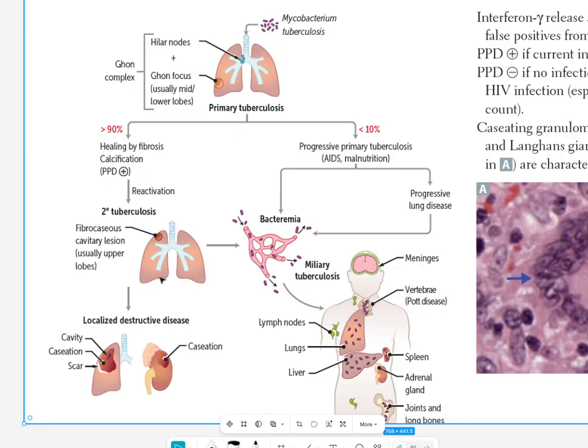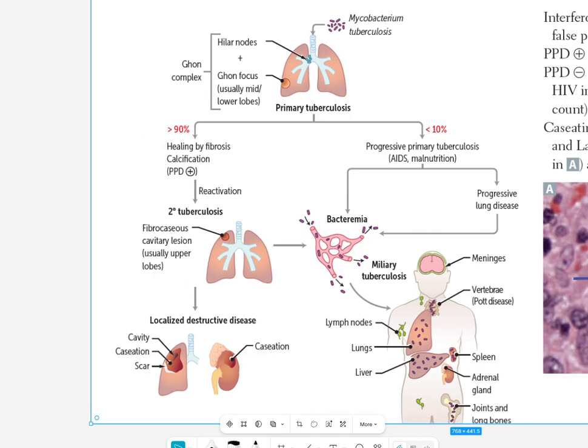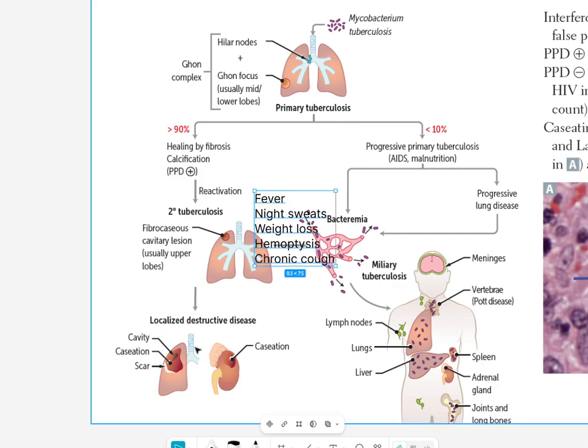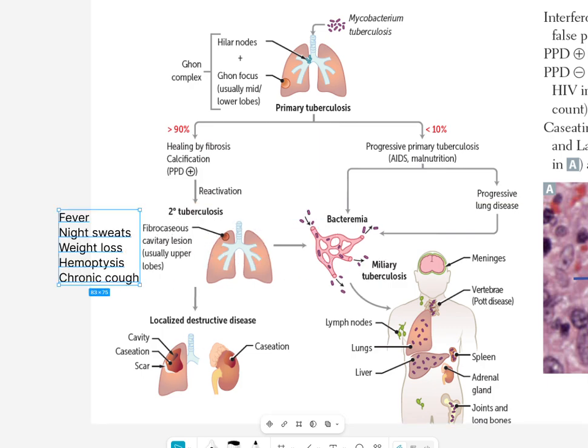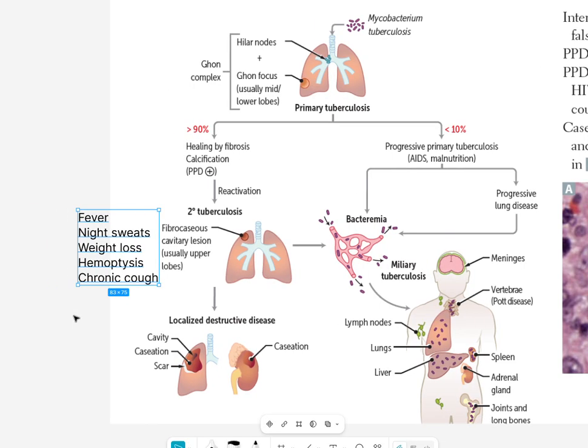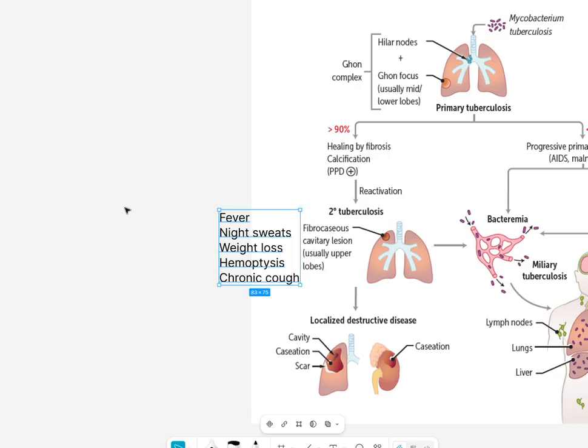Now, symptoms of classic secondary TB include fever, night sweats, weight loss, hemoptysis, and chronic cough, right? I'll punch it here. TB is basically a wasting disease, right? So you get fever, night sweats, weight loss, and chronic cough. You can think of it as this wasting disease. And later on, you get granuloma formation, right? The hallmark lesion of TB is a granuloma. They basically have macrophages inside, lymphocytes, Langerhans giant cells, and caseation.